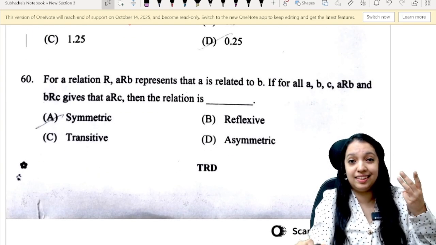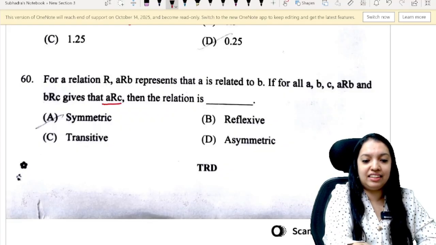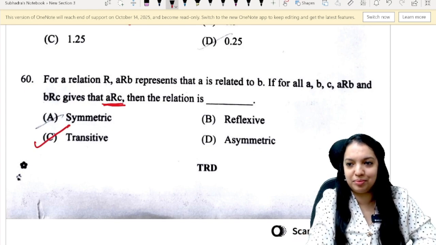Next question, there are 3 sets. A is related to B, B is related to C. Then A is related to C is known as transitive relation. This is a direct question.